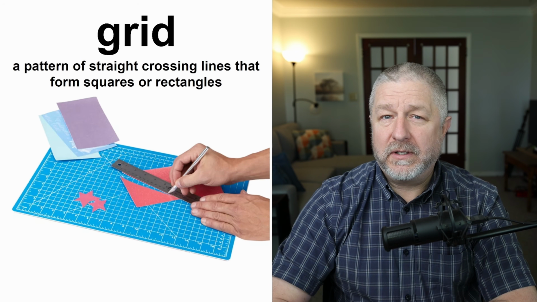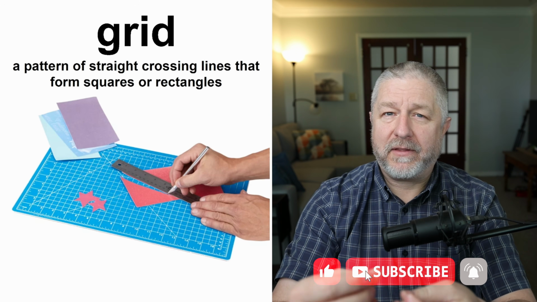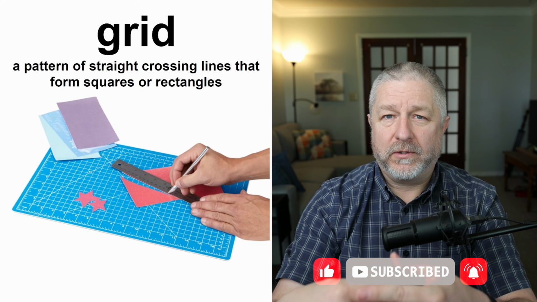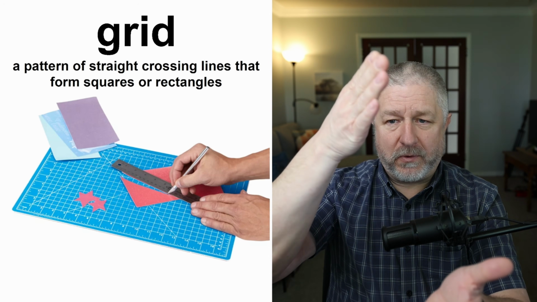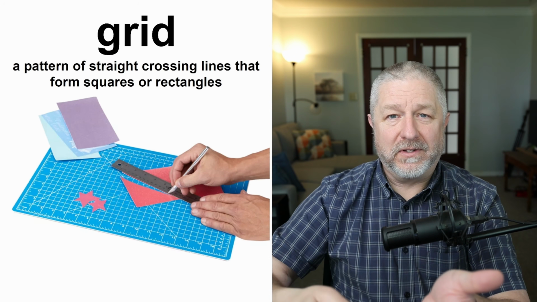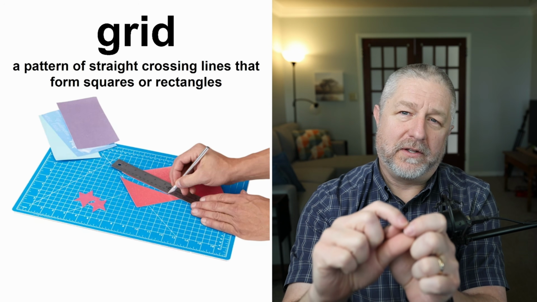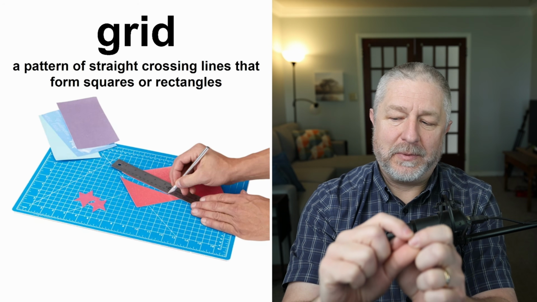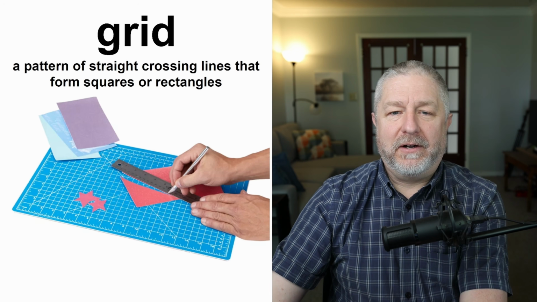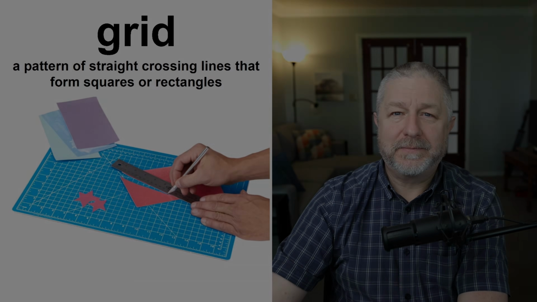If you have ever done graphing by hand with a pencil in math, you probably use what's called graph paper. Graph paper has a series of lines that form a grid, and every single box on the grid is exactly the same size. So grid, a pattern of straight crossing lines that form squares or rectangles.